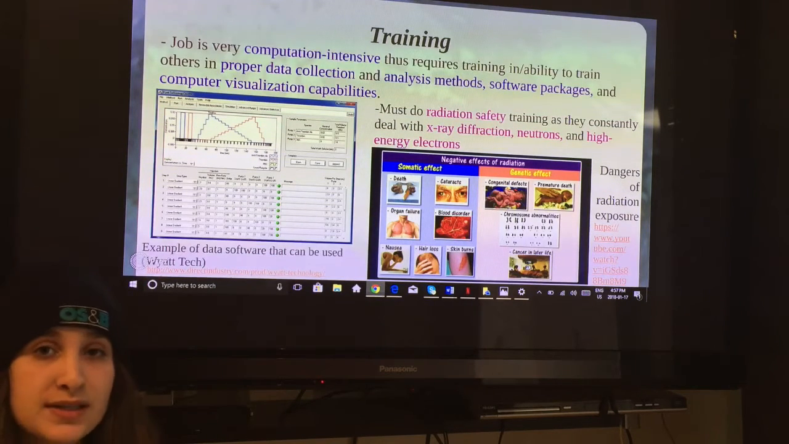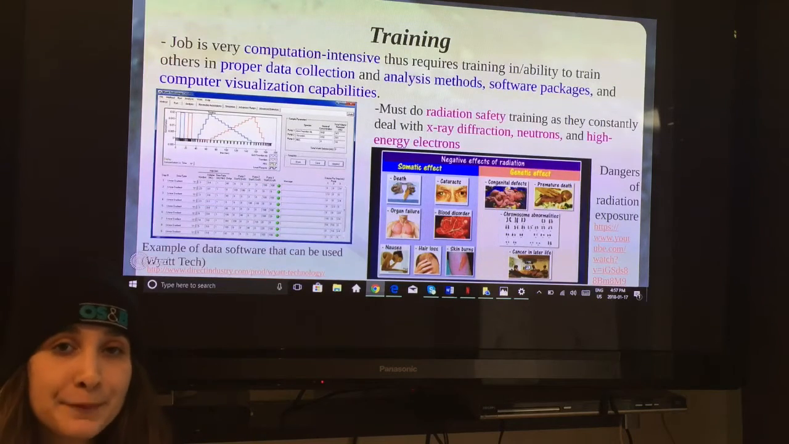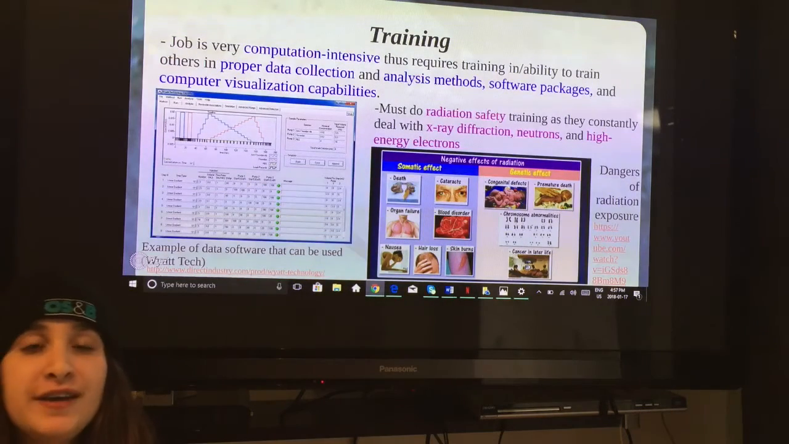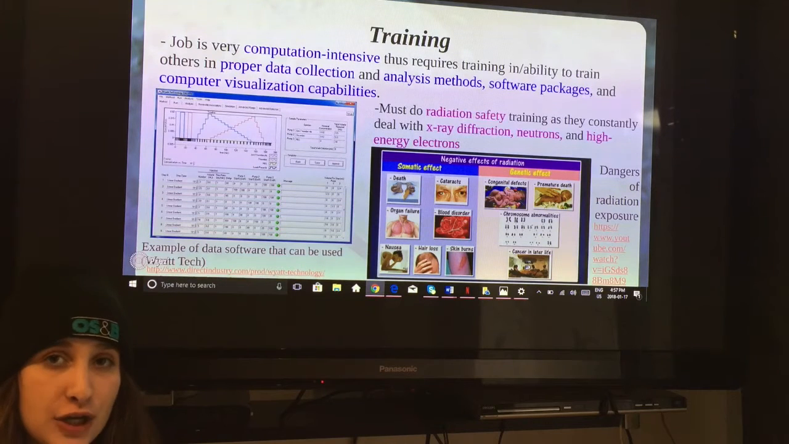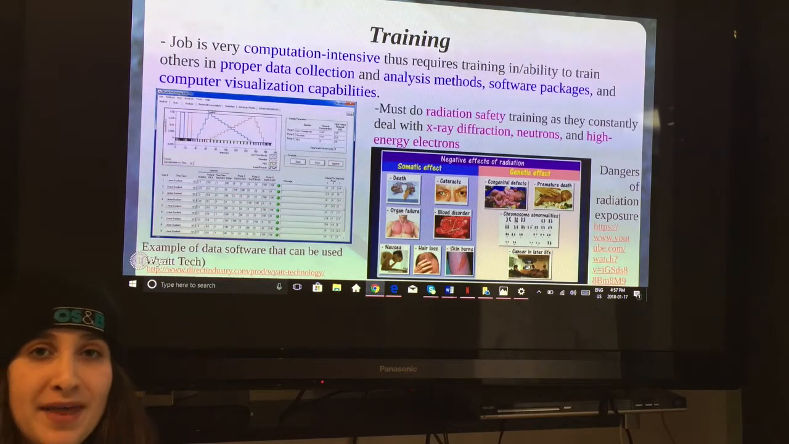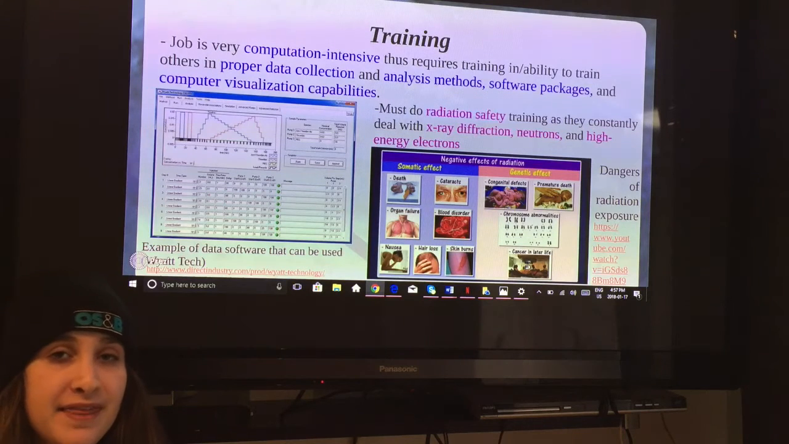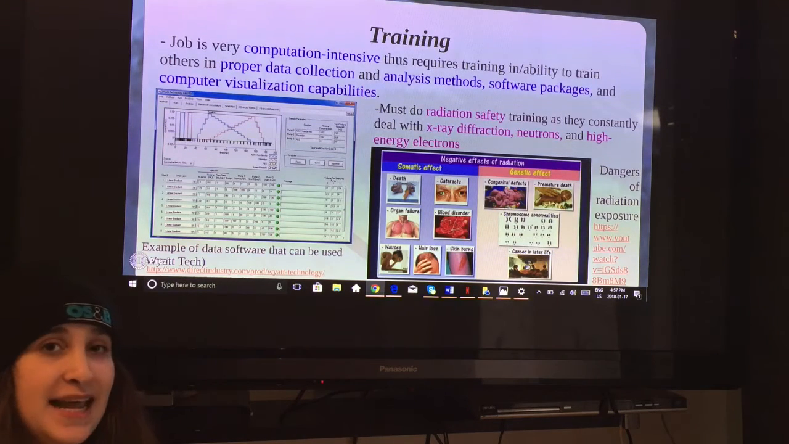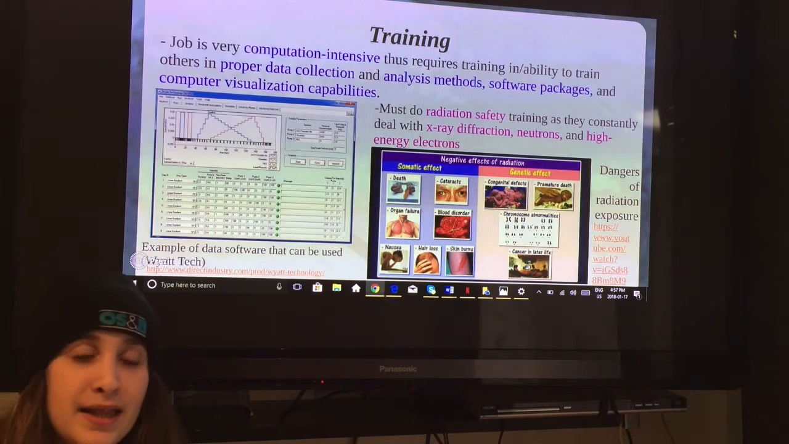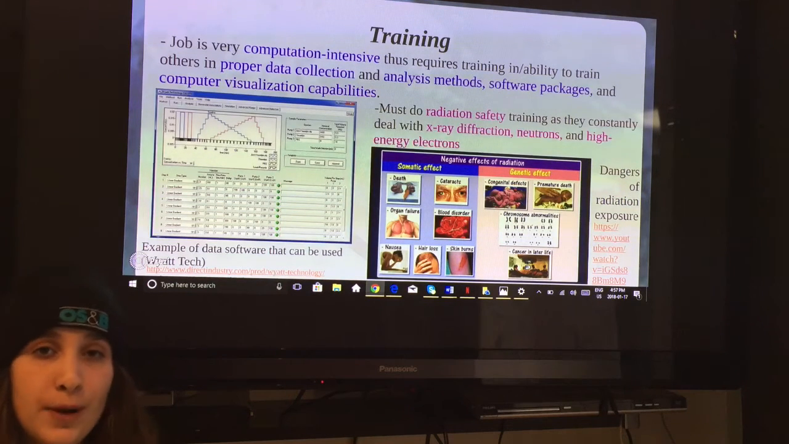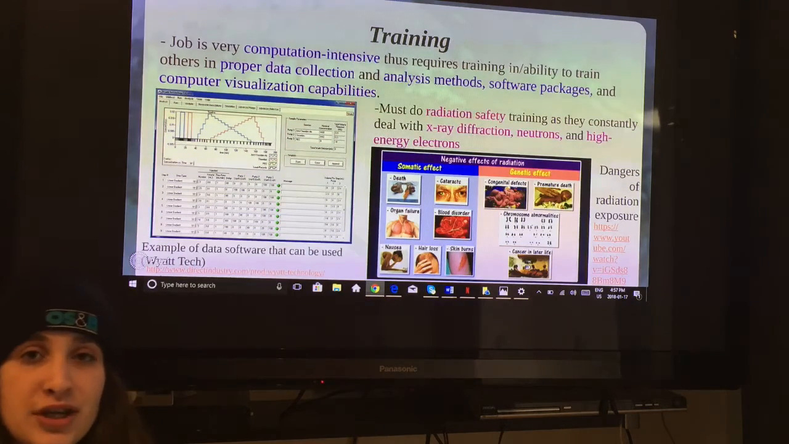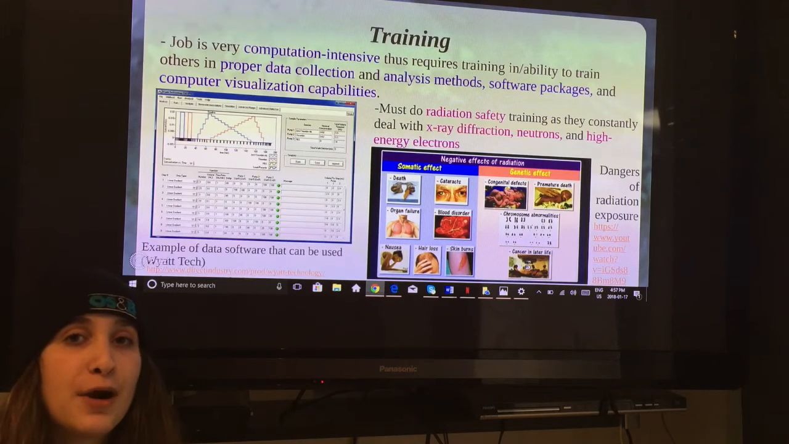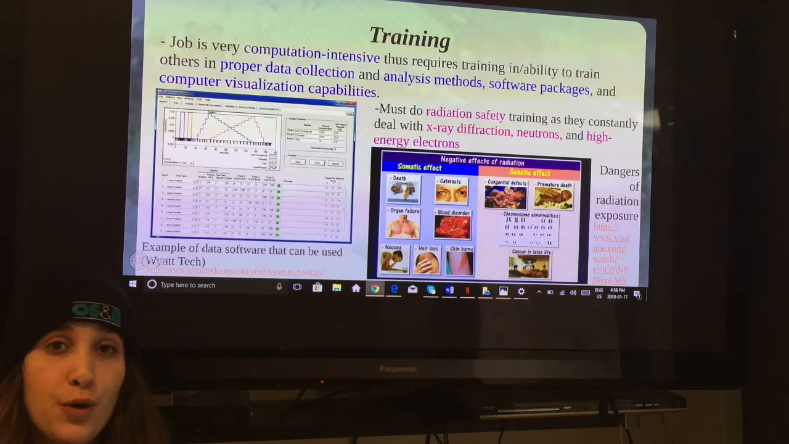And a lot of the time, students come to these laboratories, and you usually are responsible to train other students on the safety practices and procedures in your own lab. Furthermore, crystallography is a very computer intensive field, and you have to be trained on new methods of data collection, analysis methods, software packages, and computer visualization capabilities. As I mentioned, you do deal with equipment such as x-rays, which emits dangerous radiation through things like neutrons and high energy electrons. So you have to be trained on how to properly act around radiative equipment.